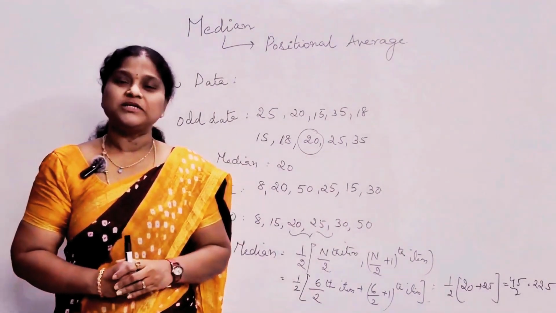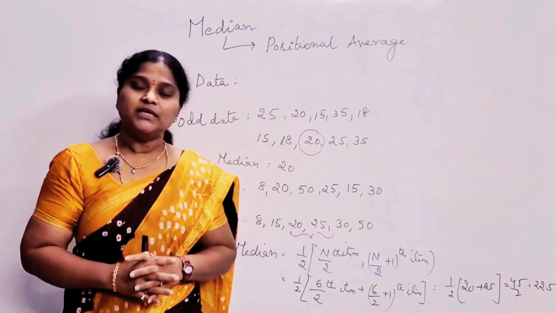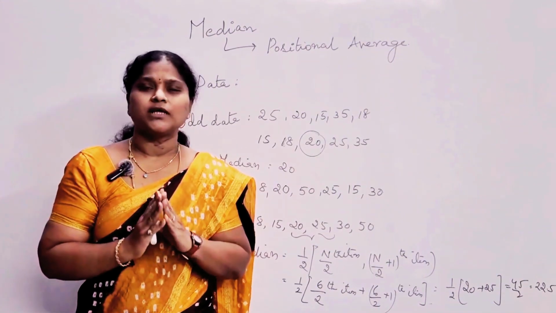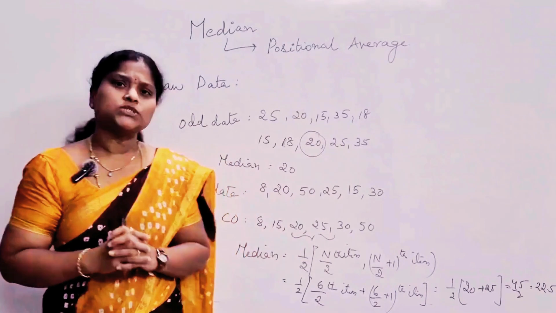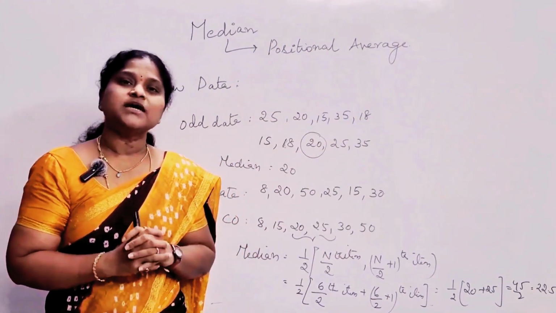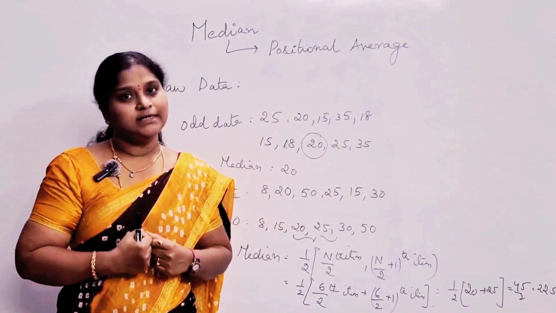Hey everyone, welcome back. Today's topic of discussion is median. Median is one of the most used measures of central tendency after arithmetic mean. Median is also called positional average. That means it helps us identify the position of the central value in the entire dataset.